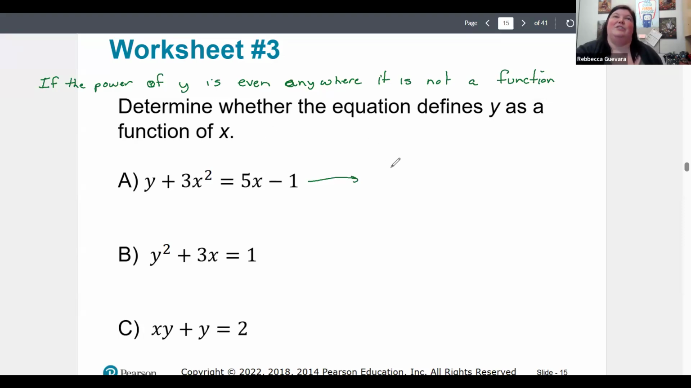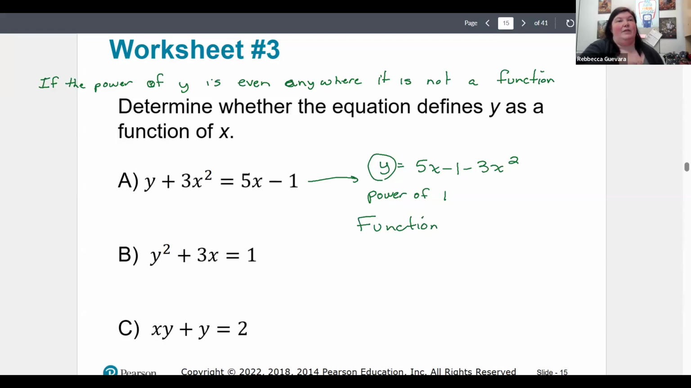So another way you can do this is not just look at that, but go, okay, if I get y by myself, here y is just equal to 5x minus 1 minus 3x squared. So y is explicitly defined. Y has a power of 1. So this is going to be a function.